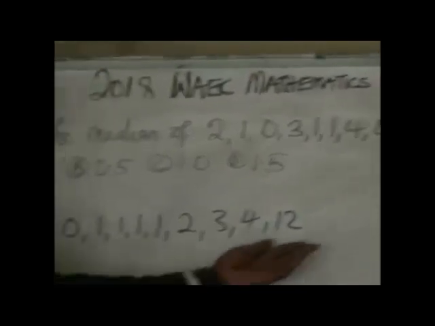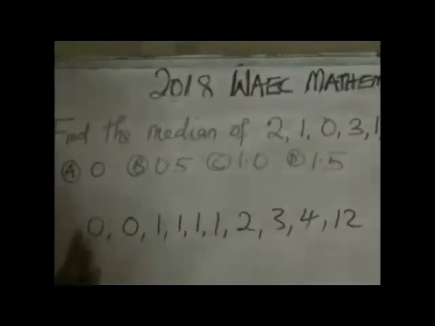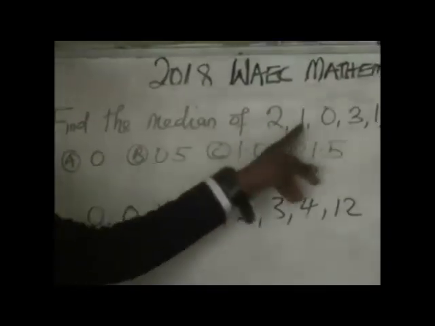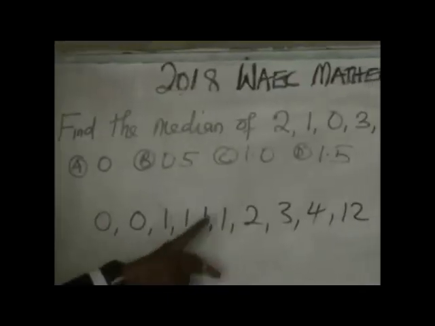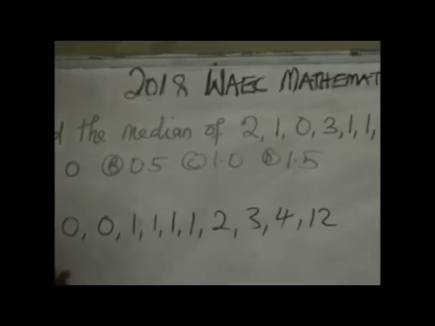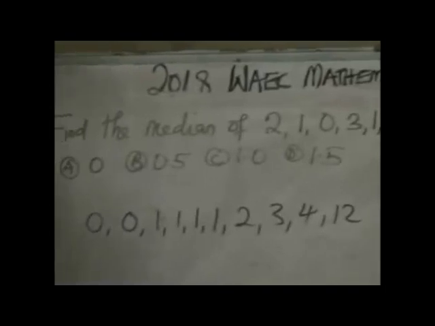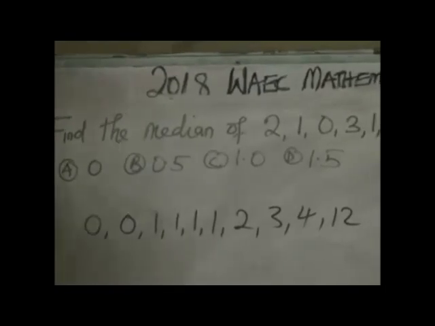And finally 12. But you must make sure the total number here is equal here so that you'll be sure of your answer. So let's count. This is 1, 2, 3, 4, 5, 6, 7, 8, 9, 10. Okay, let's confirm. 0, 1, 2, 3, 4, 5, 6, 7, 8, 9, 10. That means the total number here is corresponding to the total number here. And so we need to look for the median. The median is the middle number in the distribution.